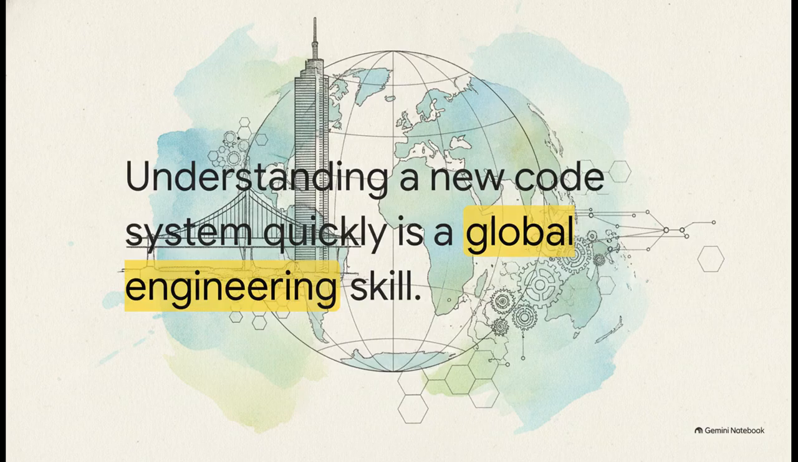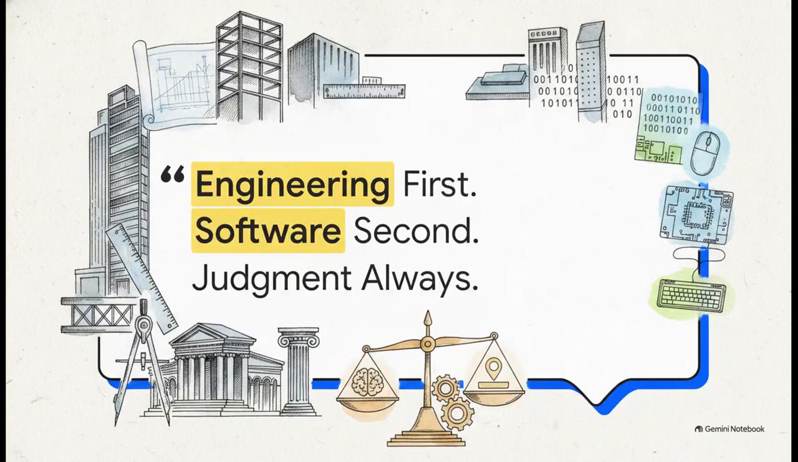Learning to understand a new code system quickly is a huge global engineering skill. Whether you land a project in the USA, India, the Middle East, or Europe, your real advantage isn't memorizing one specific country's code. It's having the mental framework to decipher any structural code system anywhere on the planet. So, the crucial point is this. It all boils down to an industry mantra you should never ever forget. Engineering first, software second, judgment always.